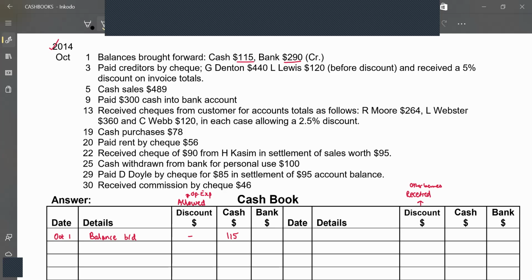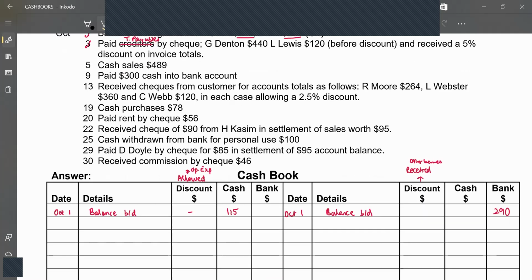Now, the balance brought down for bank would be on the credit side. Why? Because this is an overdraft, a bank overdraft. Matlab, you have to pay the bank $290, right? Paid the creditors. Now, creditors are suppliers or trade payables, right? You're paying your trade payables, so you'll always look out for cash inflows or outflows. In this question, you're paying by check. This means it is an outflow. And check is a banking instrument, so we will record it in the bank.